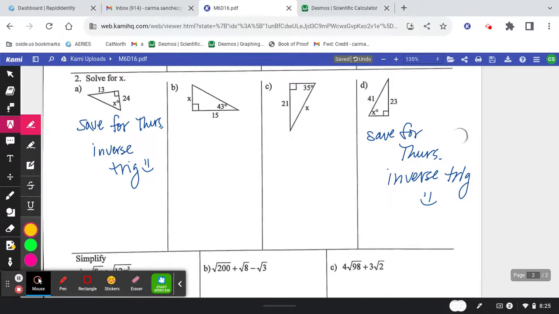Now on the next section, it says solve for x. But 2a and 2d, those are for Thursday. We're going to learn how to do inverse trig. So save those for later. Let's just do b and c, regular trig.